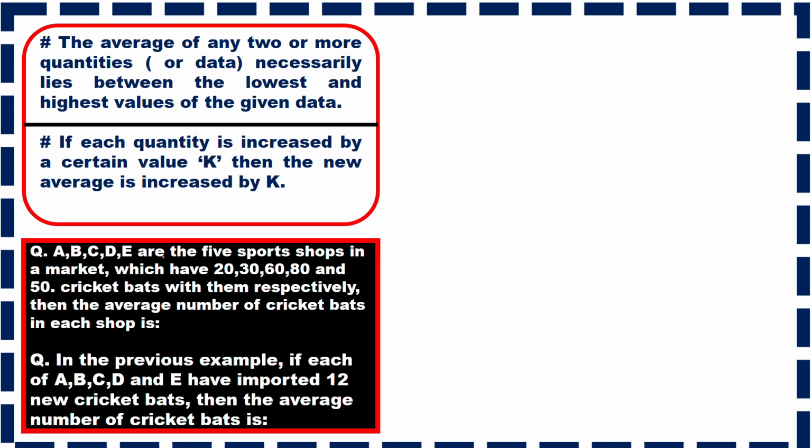Let's say A, B, C, D, and E are the 5 sports shops in a market which have 20, 30, 60, 80, and 50 cricket bats with them respectively. A has 20, B has 30, C has 60, D has 80, and E has 50 cricket bats. What are we asked? We are asked to find out the average number of cricket bats in each shop.